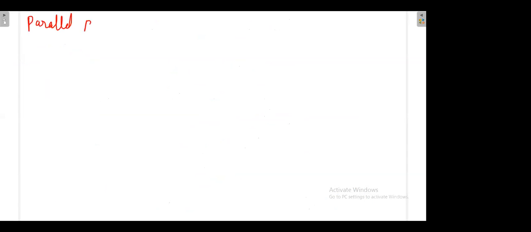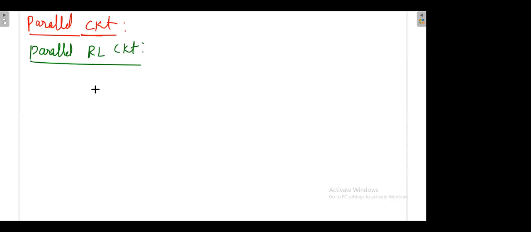Parallel RLC circuit. I think before seeing this parallel RLC, it is better to see parallel RL. So first we'll see the parallel circuit, one by one we'll go. Now we are entering into the parallel combination. In that, first we'll see the parallel RL circuit. I'll go a little bit fast because you already have some understanding.